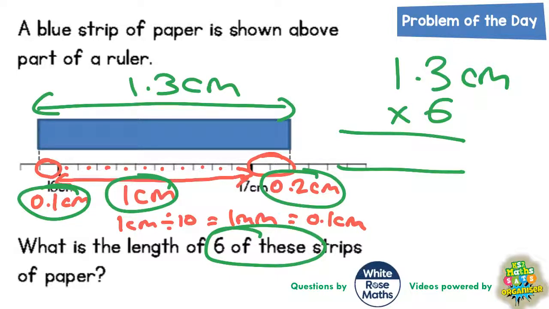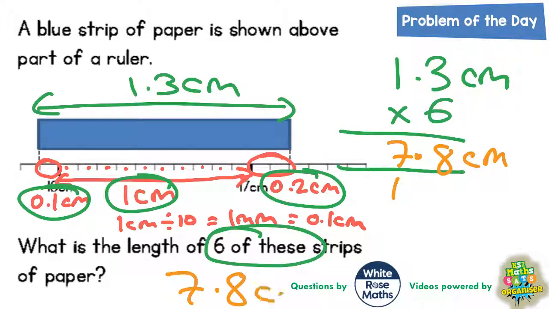6 times 3 is 18. Put the 8 in, carry the 1. 6 ones is 6, plus 1 is 7. Don't forget your decimal point. So your final answer is 7.8 centimetres. 6 of these strips of paper are 7.8 centimetres long.